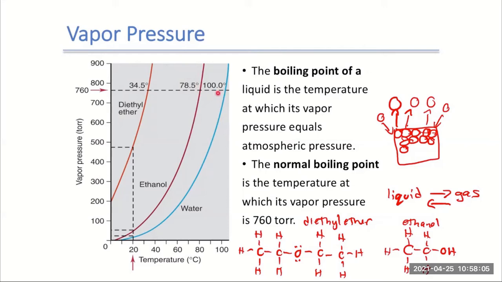And then water, we know water can hydrogen bond even more. Its boiling point is 100. So what that means is diethyl ether has a very high vapor pressure. It hits equilibrium between liquid and gas at 34.5 degrees Celsius. Those molecules in the liquid phase have a much easier time breaking their intermolecular forces to turn to a gas, compared to ethanol, which has to break hydrogen bonds. That takes a lot more energy. That's why the boiling point is so much higher.